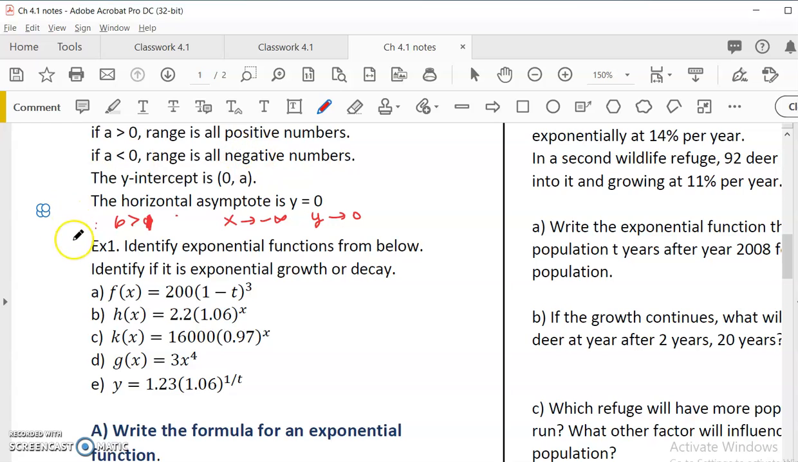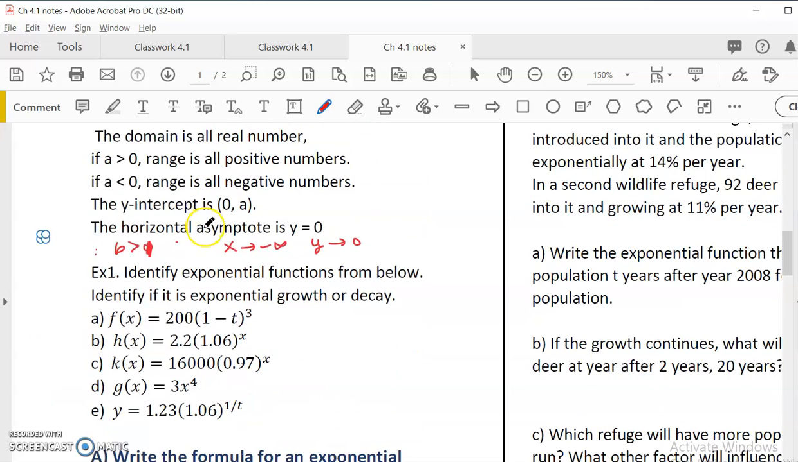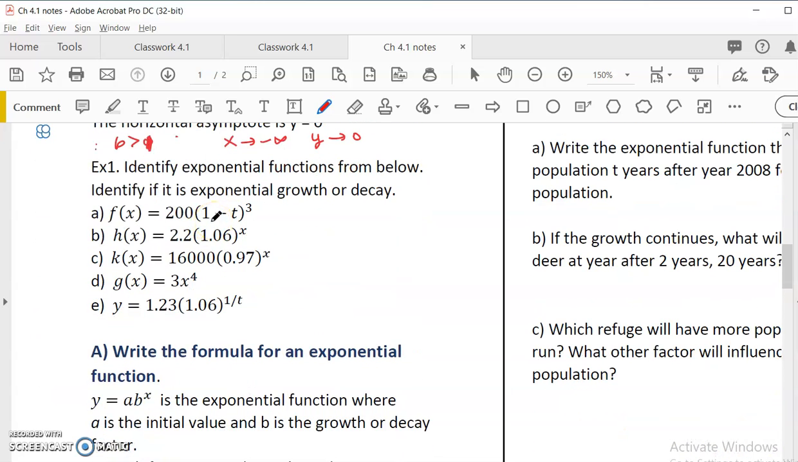So with that, let's identify exponential growth or decay. Remember, it has to be a constant base b, and the input x is in the exponent. Okay. So 200 times (1 minus t) cubed, is it an exponential function? I see an exponent, but it is not t, not the input t. This should be f of t, right? But the exponent is not t, so it's not exponential, right? Neither.